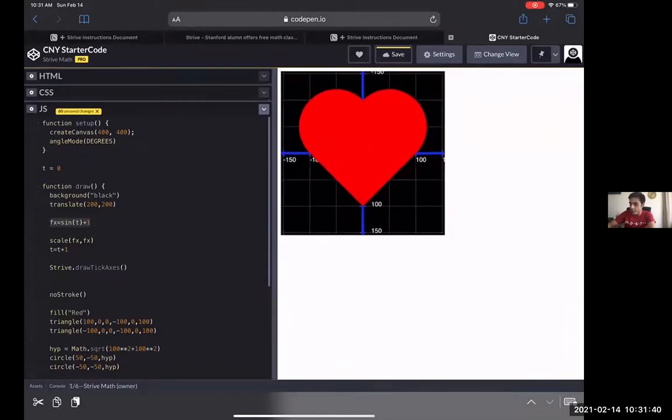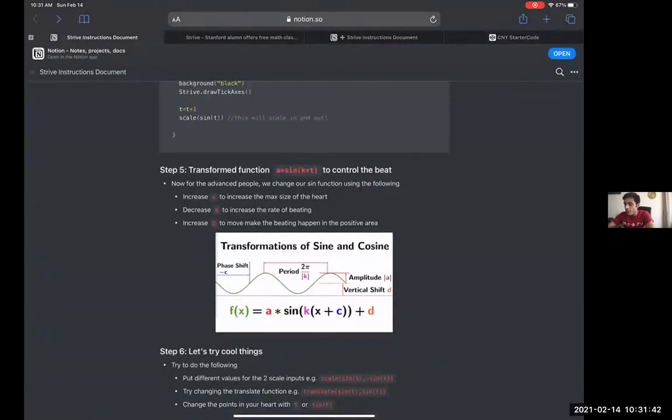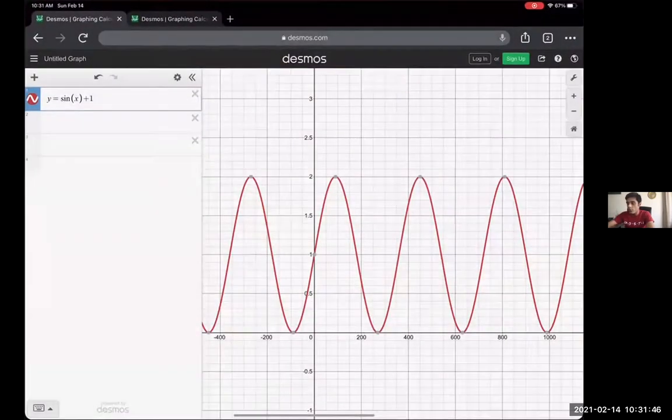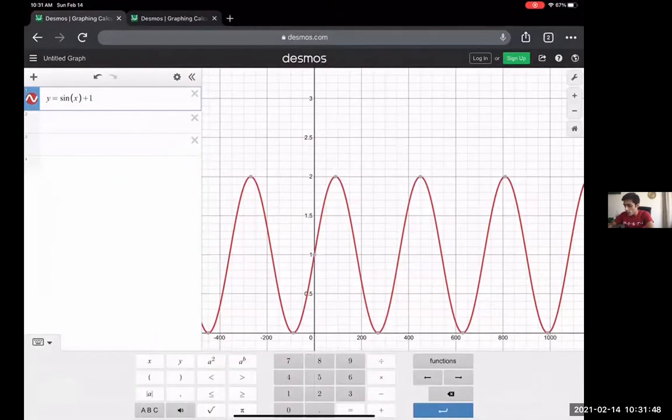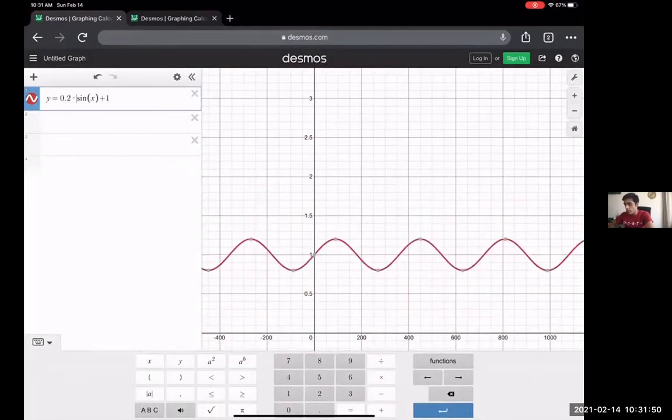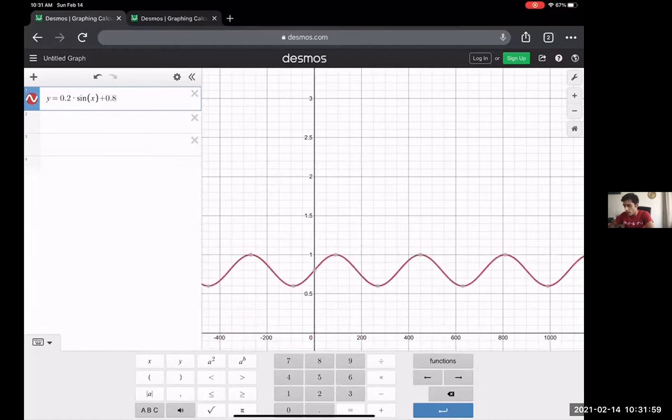So let's see. What else can we do? We have A for amplitude. A is amplitude. So let's decrease amplitude to, let's say, 0.2 times. Okay, then I want to move this upwards again. I will have to move it by plus 0.8, I think, right?